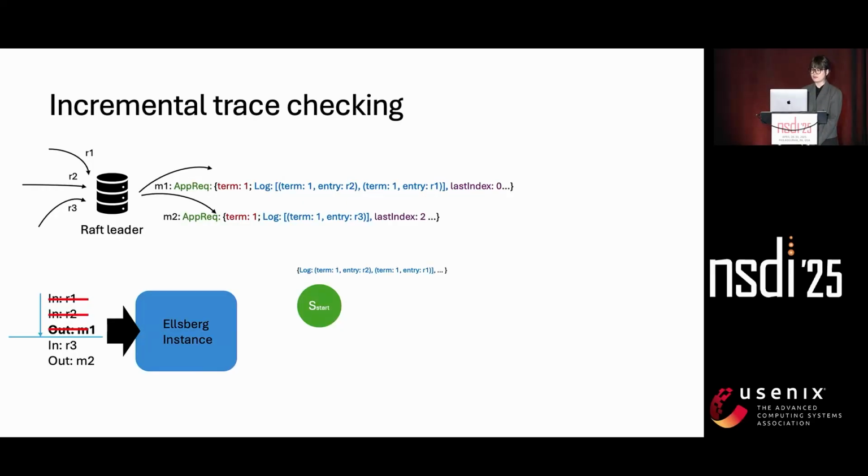Next, we continue reading the message trace until we encounter the second out message M2 here, starting a new round of exploration for the paths leading to M2. We attempt to incorporate R3 into the path and find that its final state exactly satisfies M2. Therefore, Ellsberg concludes that this message sequence is correct. So here, if we modify the M2 to include an unseen request R4 instead of R3, Ellsberg will find that it cannot find any path satisfying the sending of M2, and it will conclude that this message trace is incorrect.